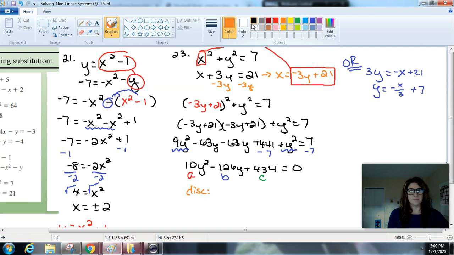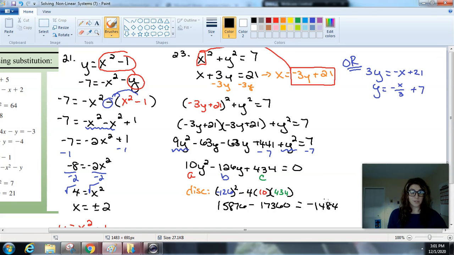So my discriminant, again, is going to be B squared minus 4 times A times C. So let's fill these in. Negative 126 squared, minus 4 times 10 times 434. And if you put that in your calculator, this comes out to be 15,876 minus 17,360, which is a negative 1484. Again, it's a negative discriminant, which tells me I have no real solutions.